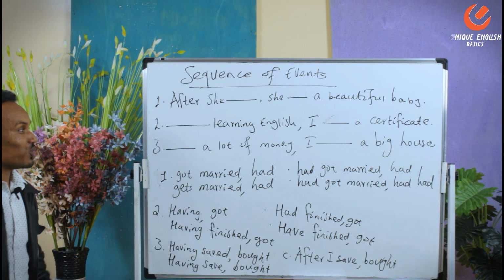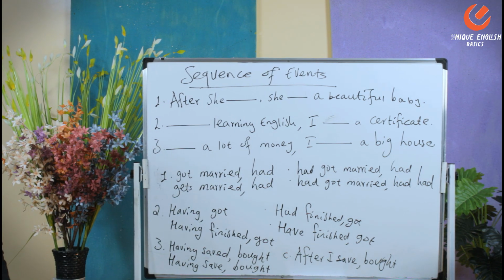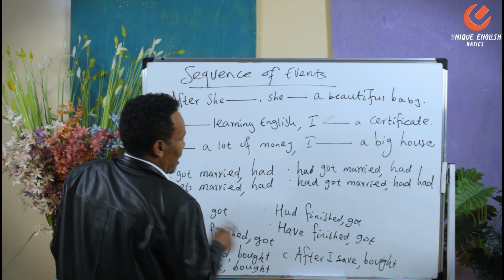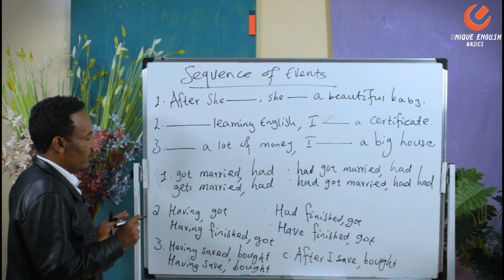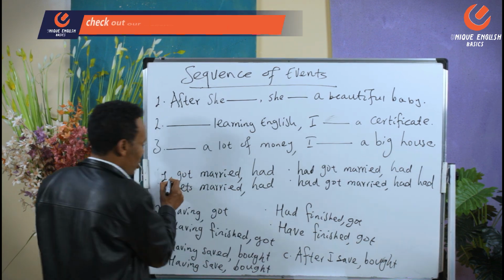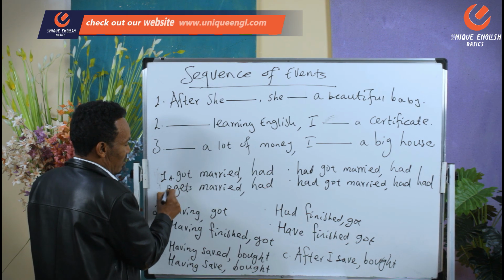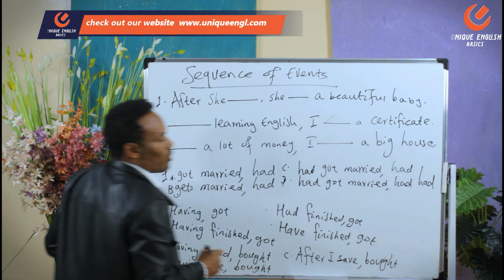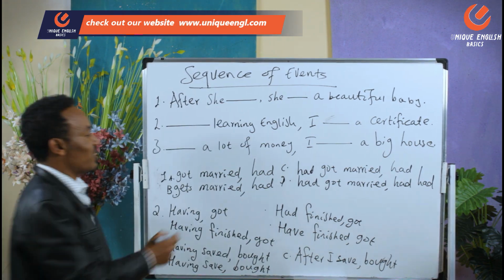So which one is the answer? A? B, C. No problem, just speak. After she had got married. So let's call this A, this B, this C, and this D. So what's the answer? C. C is the answer, right?